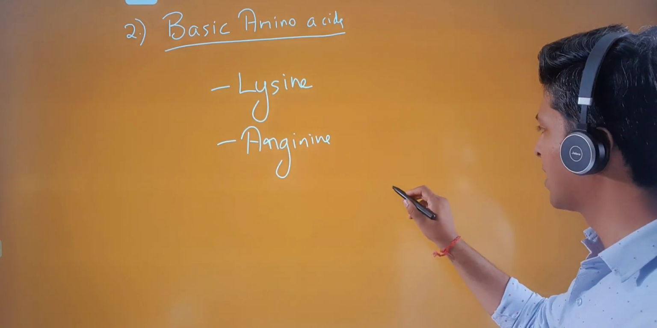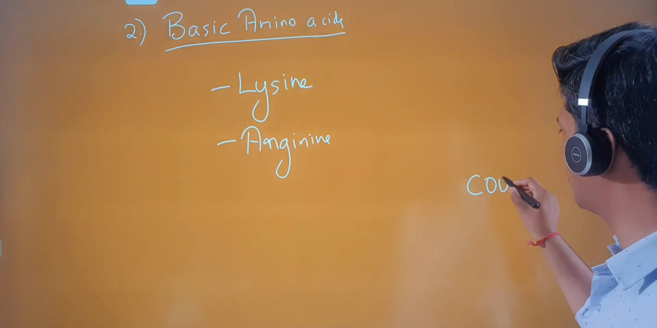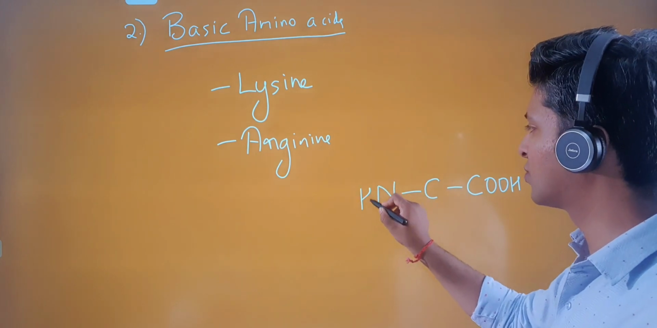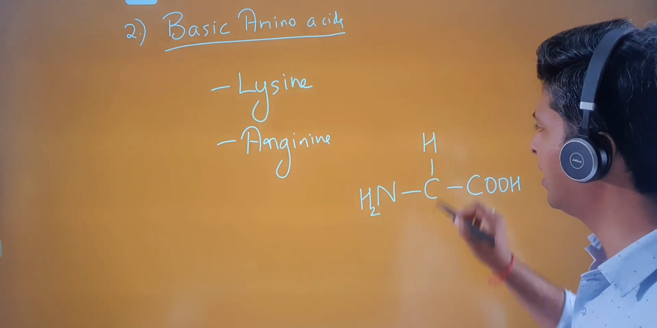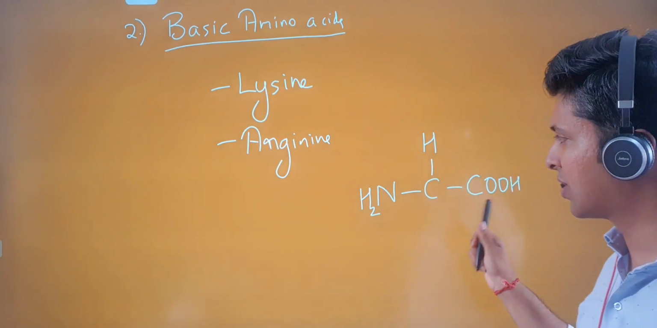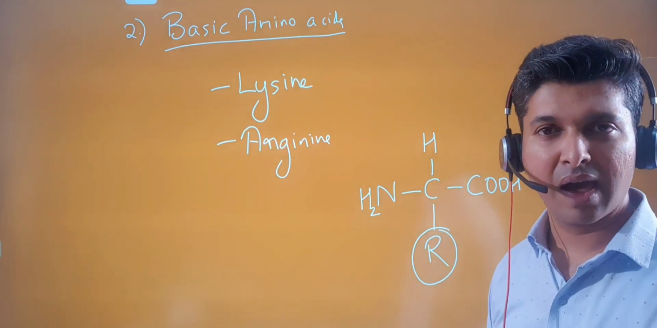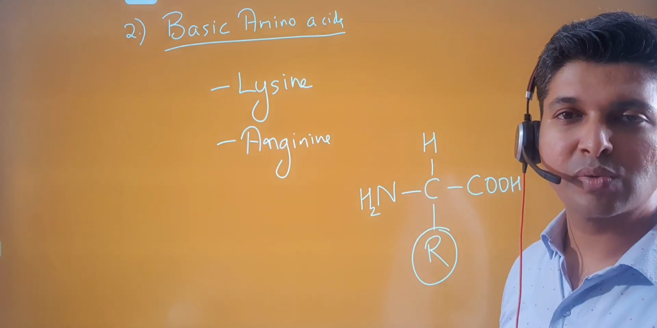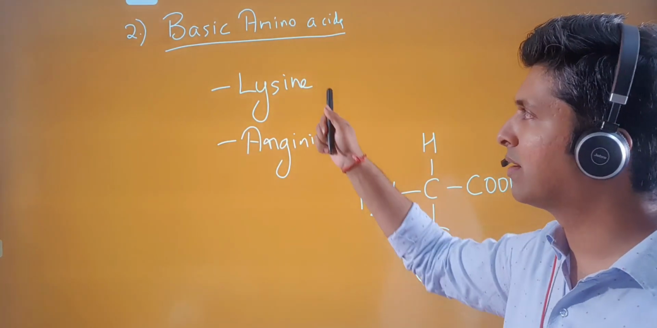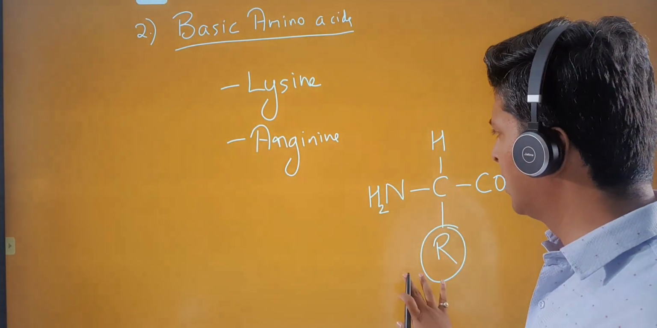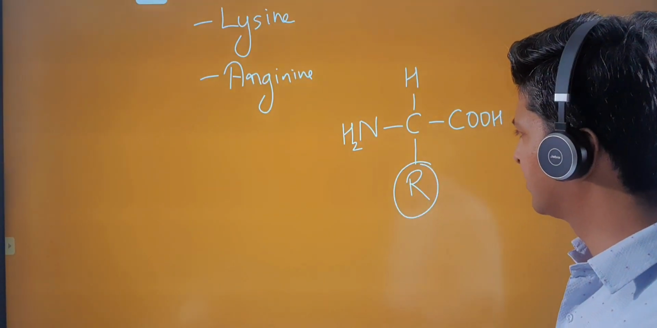स्ट्रक्चर में वी आर गोइंग टू हैव COOH. जो सबसे पहले आप, जो जनरल स्ट्रक्चर है वो जनरल स्ट्रक्चर बना के रख देना. ये है आपका जनरल स्ट्रक्चर. अभी यहाँ पे जो आर ग्रुप है, इस आर ग्रुप में यू विल हैव एन NH2 ग्रुप, और उसमें NH2 आने की वजह से इट इज गोइंग टू बिकम बेसिक अमाइनो एसिड.